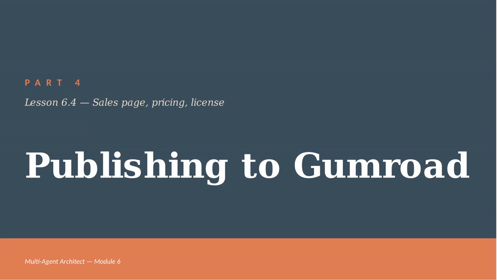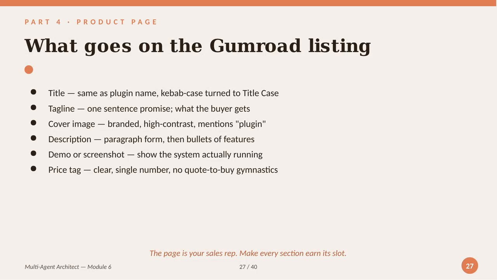Part 4. Publishing to Gumroad. Product page elements. 6 things every Gumroad listing needs. Title. Same as your plugin name, kebab case turned to title case.